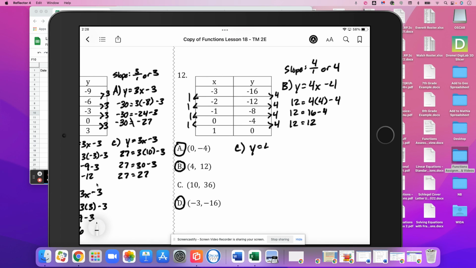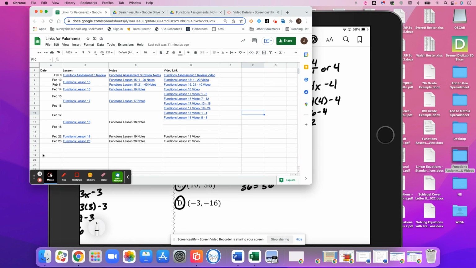So y equals 4x minus 4. 36 is equal to 4 times 10 minus 4. 36 is equal to 40 minus 4. 36 equals 36. So yes, C does satisfy the function. And that's going to be it for this video.